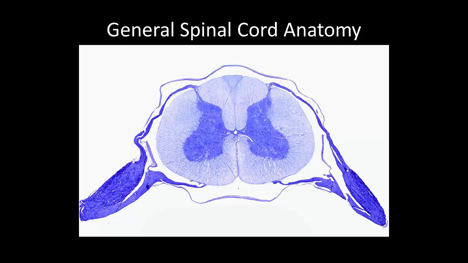Now also note here the presence of this very large fissure. This is our anterior median fissure, and it's going to be more prominent on the anterior side than on the posterior side. So we have a posterior median sulcus back here, but it's just not as prominent as the anterior median fissure. So that's one way to let you know that this direction is anterior and this direction is going to be posterior.